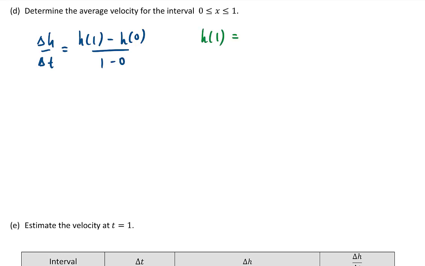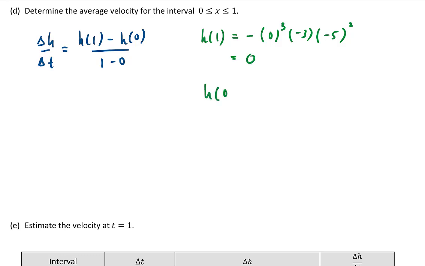h of 1 is going to give us, if we sub in 1 into our equation, 1 minus 1 is 0, so that's 0 cubed. 1 minus 4 is negative 3. And 1 minus 6 is negative 5. And remember, we need to square that one. But since we're multiplying by 0, we get h of 1 is equal to 0.